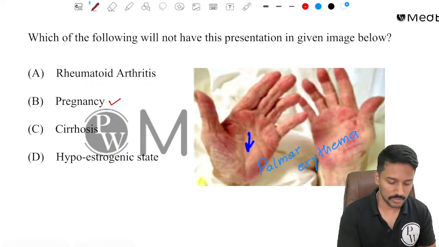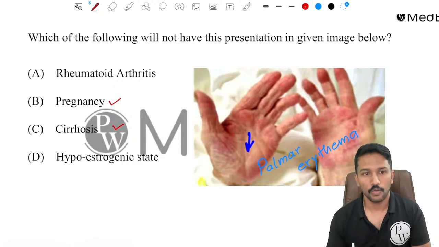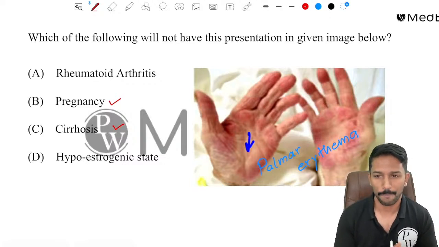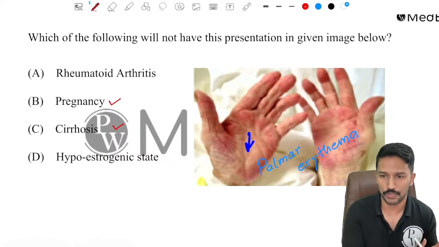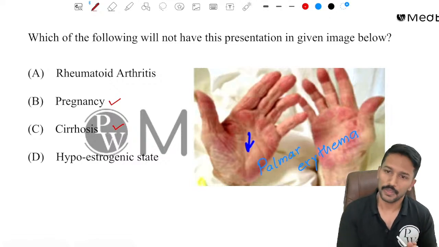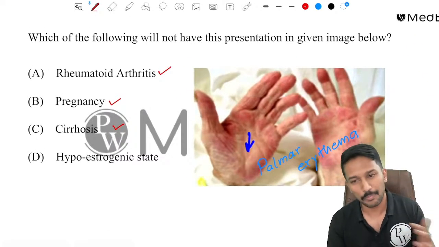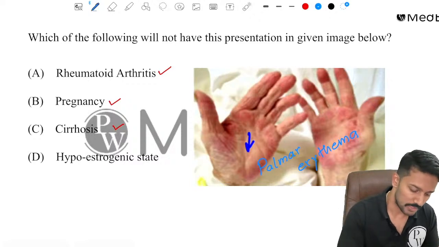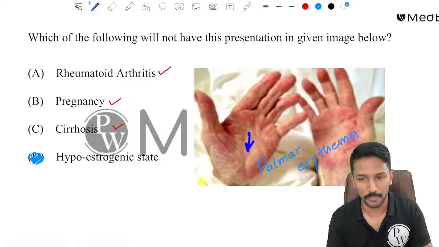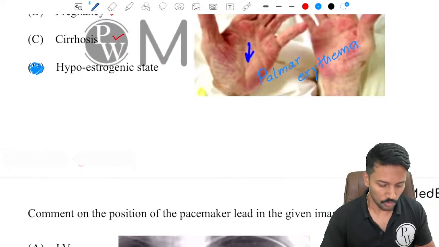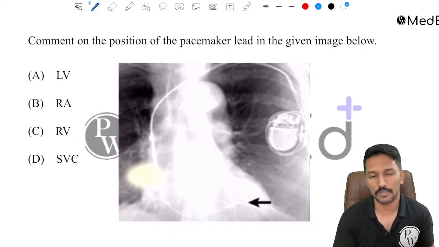Now in cirrhosis also there is hyperestrogenemia. Why hyperestrogenemia in cirrhosis? Because in cirrhosis the testosterone gets converted to estrogen. Rheumatoid arthritis may be accompanied by vasculitis, and that is why you can see palmar erythema in rheumatoid arthritis also. So obviously the direct answer would be hypoestrogenic state. Hyperestrogenemia causes palmar erythema. Hypoestrogenic state would be the answer here, right? Okay. The next question, a simple repeat question from the previous year topics.